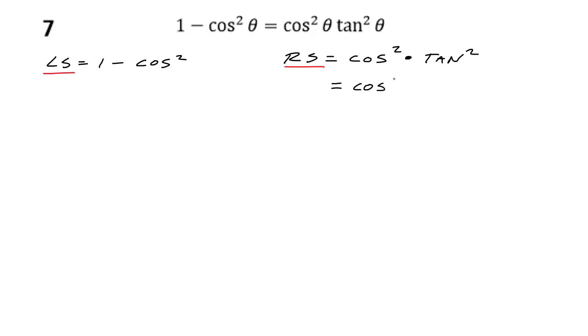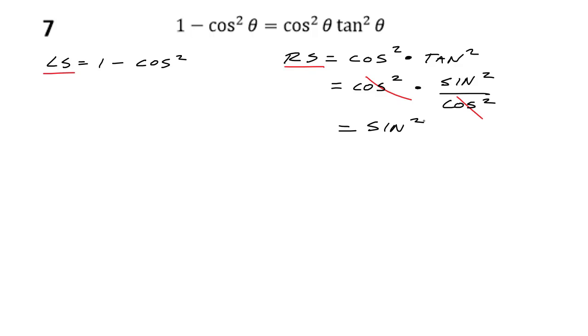Cos squared, no biggie, and times tan squared. Well, tan can be written as sine over cos, right? Because tan is sine over cos, tan squared is sine squared over cos squared. And right off the bat, these two cancel out, and then we're left with sine squared. And then you hit a bump right here.